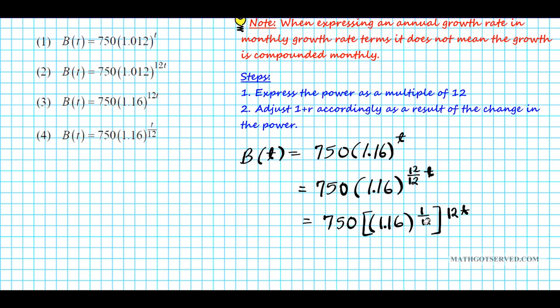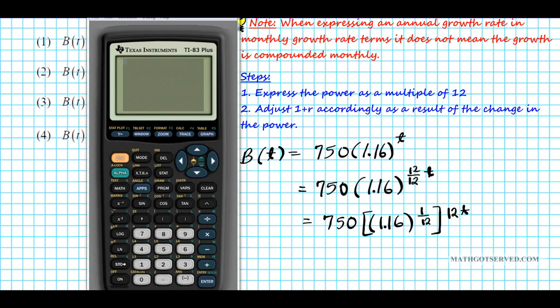Okay? This is the reverse of the power of a power property of exponents. Whenever you have the power of a power property of exponents, you multiply the powers, so you can also separate them into factors. So this is the same as that, because when I raise this to that power, I will multiply 1 over 12 by 12t. So that gives me 12t over 12, which reduces to t. So these are exactly the same thing, okay? Now the last step is just simply evaluate the value of 1.16 to the 1/12th power, and we should be done.